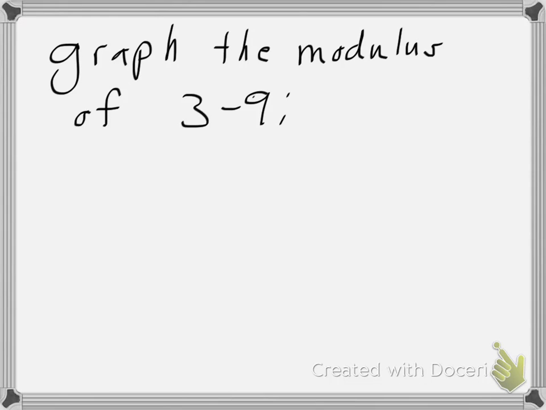Hello everyone. In this video I'm going to look at graphing the modulus of a complex number. For example, I'm going to say graph the modulus of 3 minus 9i. To find the modulus, I first need to know what my a and b are. In this case, 3 is my a and negative 9 is my b because they're in complex form, a plus bi.